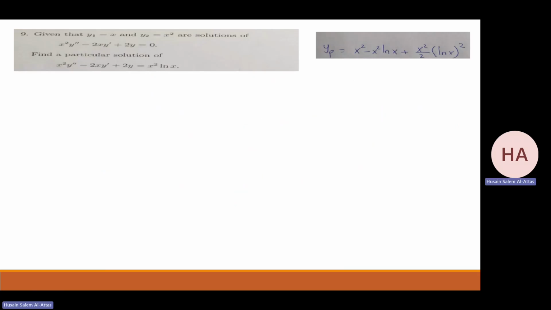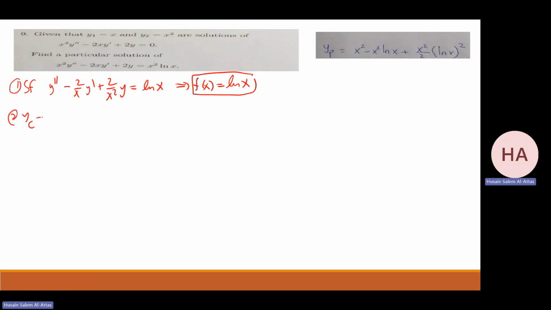Given that y1 and y2 are solutions of this, find the particular solution of this one. Okay. So for sure I need what? Variation of parameters. First, standard form. No, it's not a standard form. So I divide by x squared. Then x. So what is my f of x? This is my f of x. I have yc. I don't care from where he got it. You have y1 and y2. So I have yc: c1 x plus c2 x squared. This is y1. This is y2.